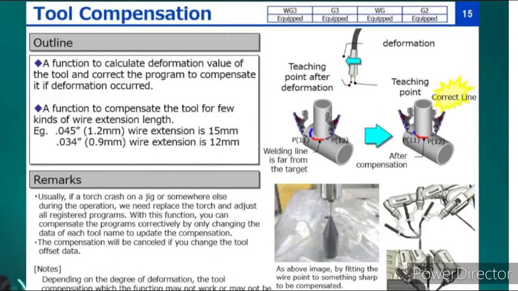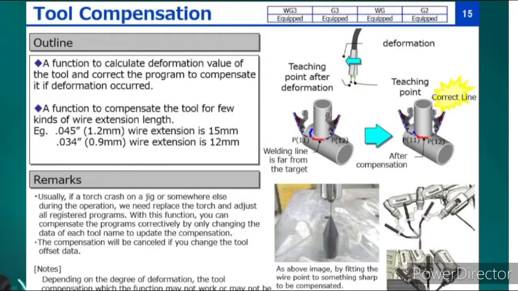Tool compensation, friends. What is tool compensation? A function to calculate the deformation value of the tool and correct the program to compensate. It is the deformation accord. A function to compensate the tool for a few kinds of wire extension length. For example, for 1.2 mm wire, 15 mm, and 0.9 or 1 mm wire, 12 mm extension.